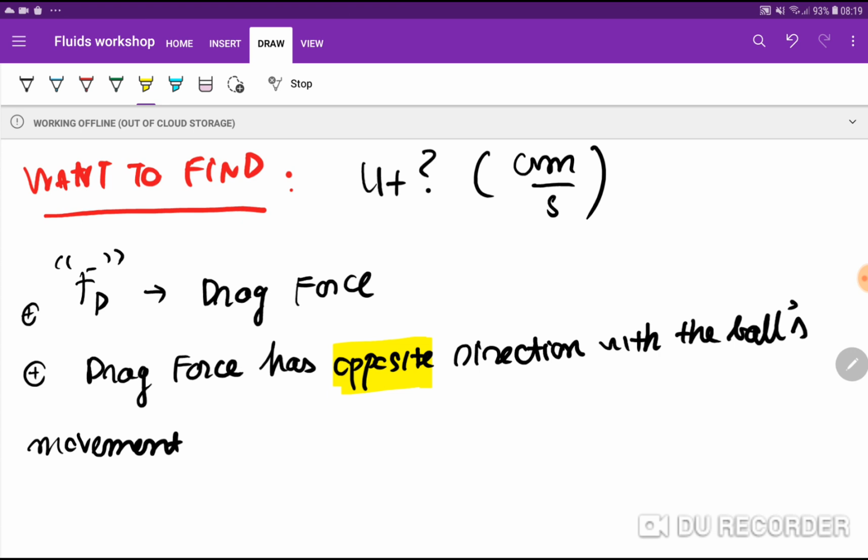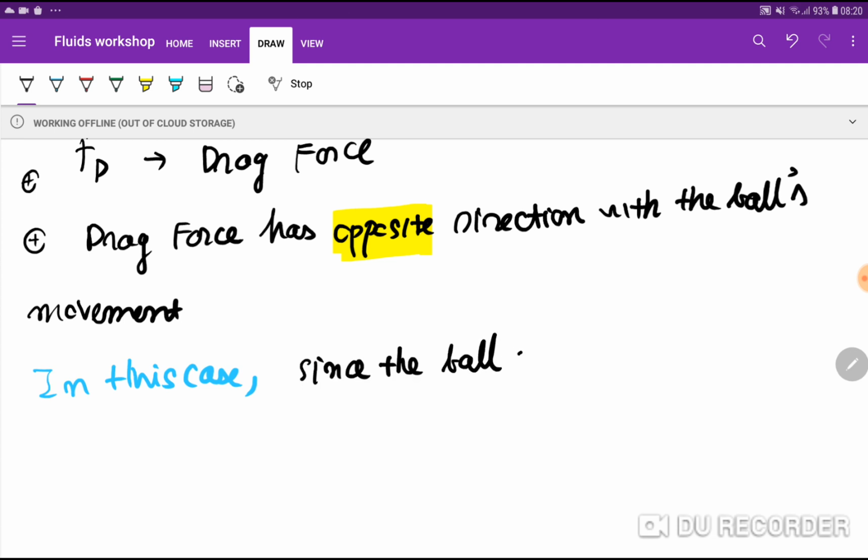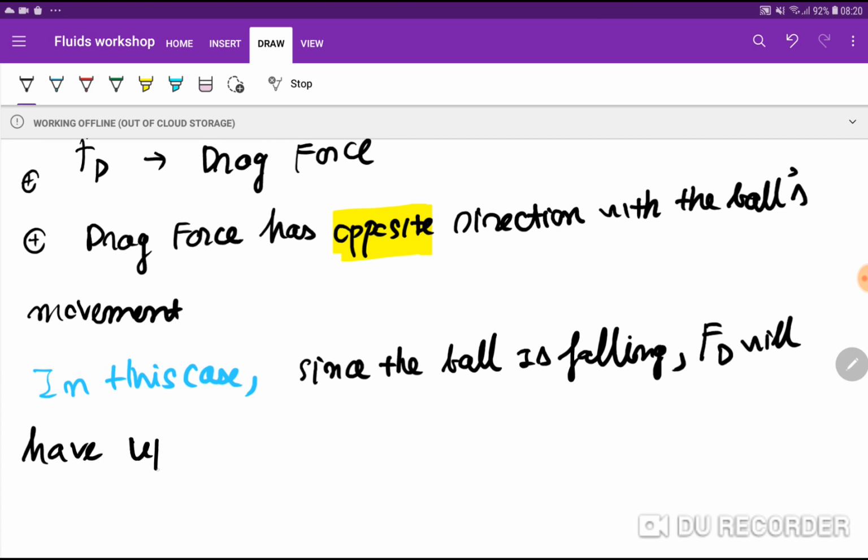So what does it mean? In this case, since the ball is falling, the drag force will have an upward direction. So drag force, I'll write FD. FD will have an upward direction.